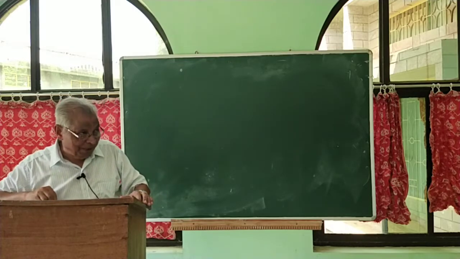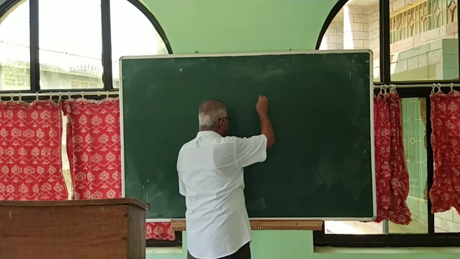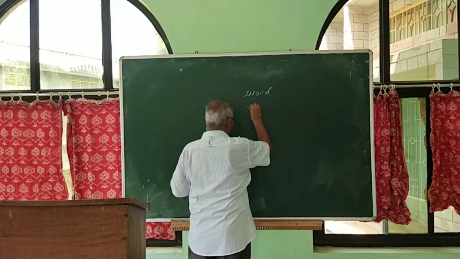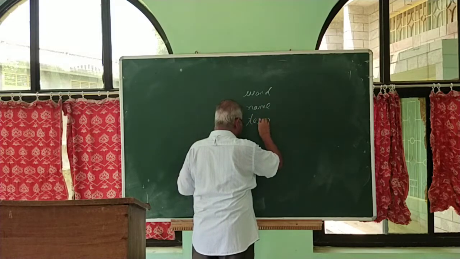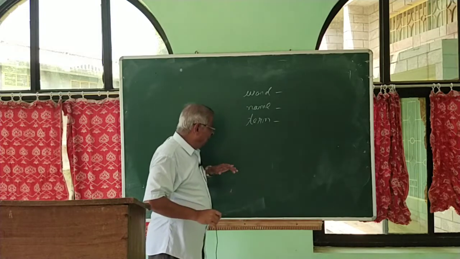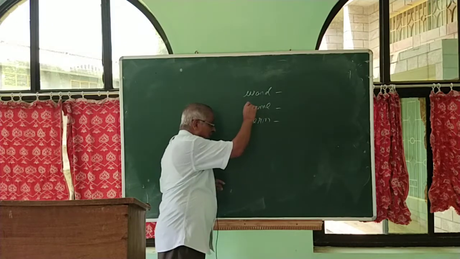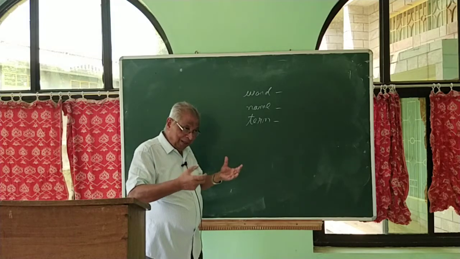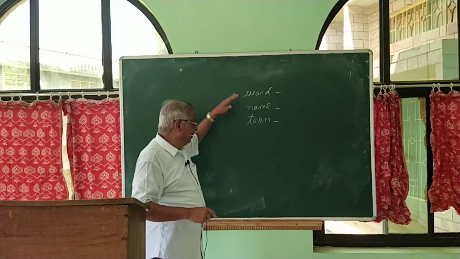Now, in order to clarify the logical meaning of the terms, we make a distinction between word, name, and term. So in contrast to name and word, we understand what a term is. We are concerned about the term. But in order to understand what it is, we will contrast. It is different from name. It is different from word.